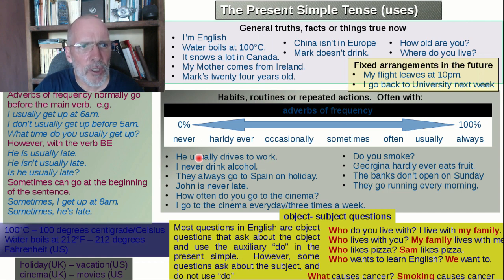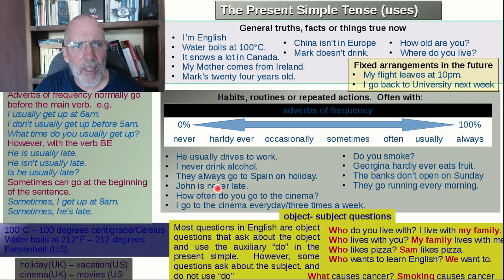Before we continue, let's just have a look at these here again and notice the position of the adverbs of frequency. He usually drives. We see the usually is the adverb of frequency, comes before the main verb. And it's the same in this example here. I never drink alcohol. The adverb of frequency comes before the main verb. This example here is the same. They always go. Always, adverb of frequency. Go, main verb.